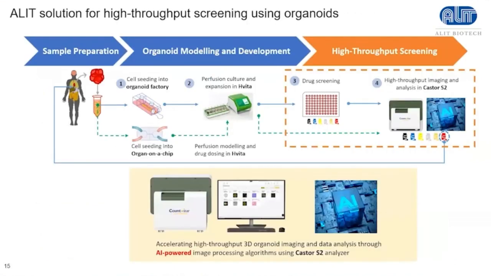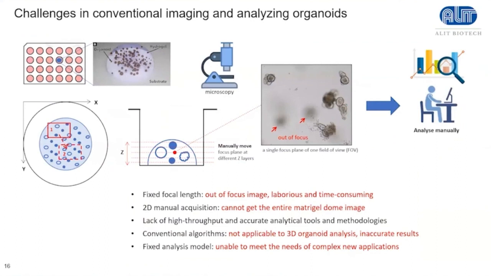So next, I will introduce how to use CAST-S2 for rapid high-throughput imaging and AI-based data analysis in detail in high-throughput drug screening using organoids. Again, there are also many problems with current conventional imaging and analyzing methods, including out-of-focus images, lack of high throughput, and inaccurate analytical tools and methodologies.